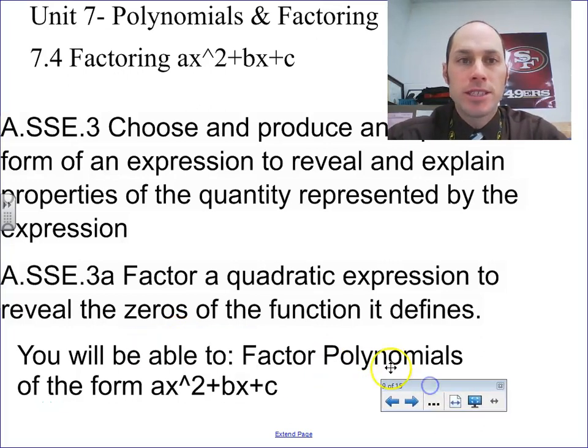We're going to continue factoring today. This time we're going to factor ax squared plus bx plus c. We're going to find out what we do if we have a leading coefficient that isn't 1. We'll find out different ways to do that, and you'll apply that and do some work and practice with that, and you'll find out it's not so difficult when we have a value of a.